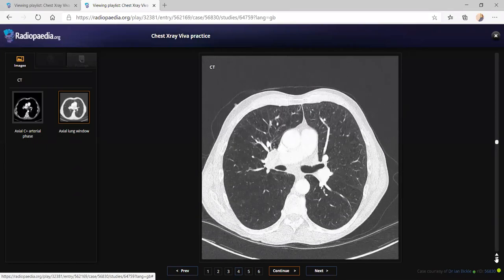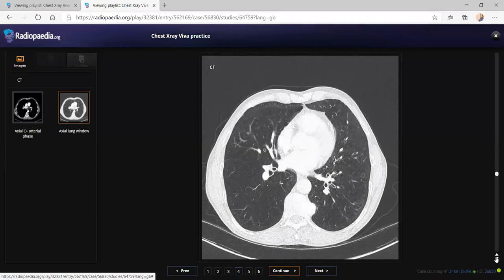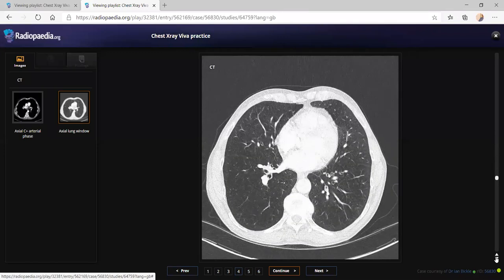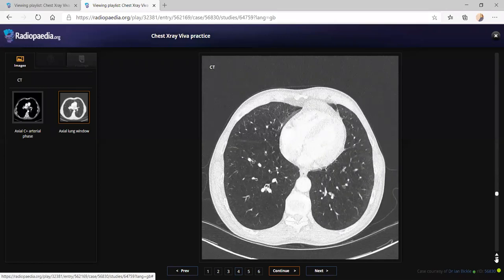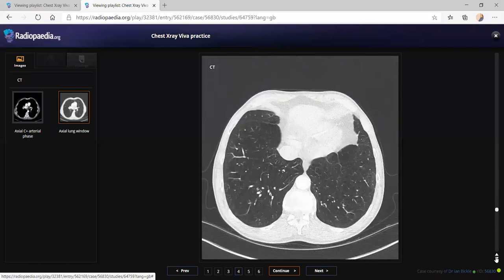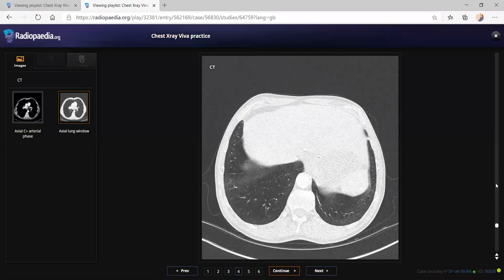And I don't find any other evidence of interstitial lung disease. There are minor changes of bronchiectasis. So to conclude my findings, this is likely to be a lung tumor with associated lymph nodes in the right hilum.